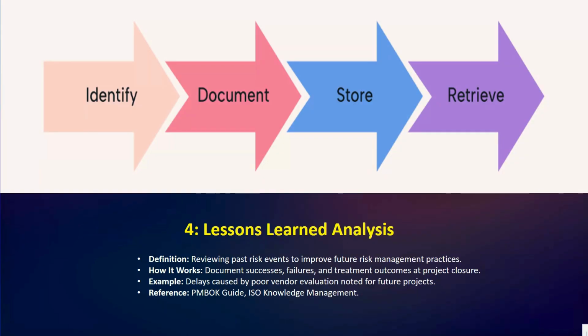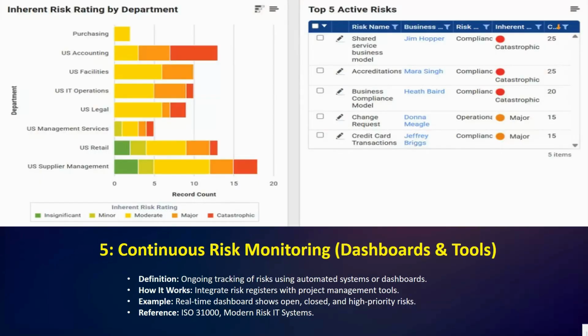Next we have the example: delays caused by poor vendor evaluation noted for future projects. I hope this is clear. Next, number five, we have continuous risk monitoring. In brackets, you can say dashboards and tools.